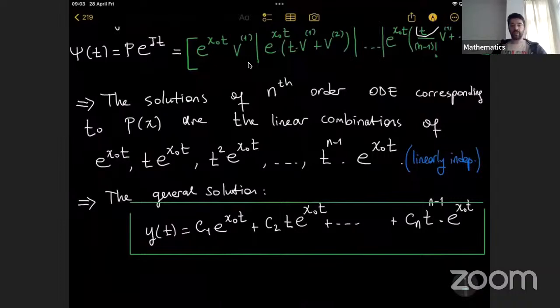All right, any question with this? Well, this is the theory, of course. In practice, it's going to be much simpler. If you have more repeated roots, you do the same thing and take the combination. Let's do some examples.